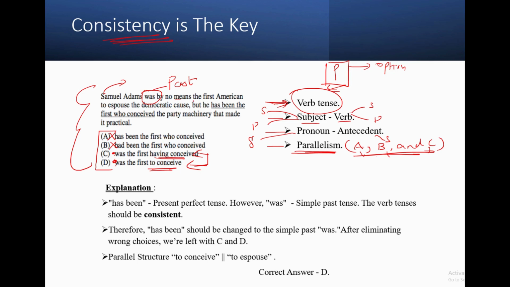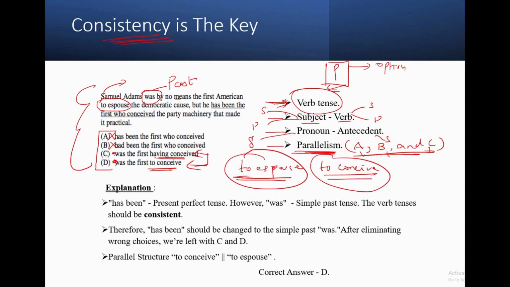So we have Samuel Adams was by no means the first American to espouse something. So we have a concept here. He was by no means the first American to espouse something, but he was the first to conceive. This is called parallelism here. He was not the first one to espouse something, but he was the first one to conceive something. So since we have to espouse here, we need to have to conceive here. So option D should be the right answer because it has a parallel structure, to conceive, which is parallel to espouse. Okay, so option D should be the correct answer for this question.